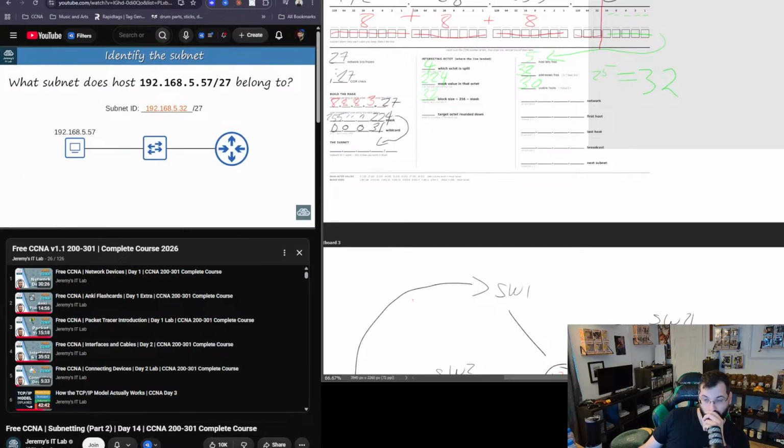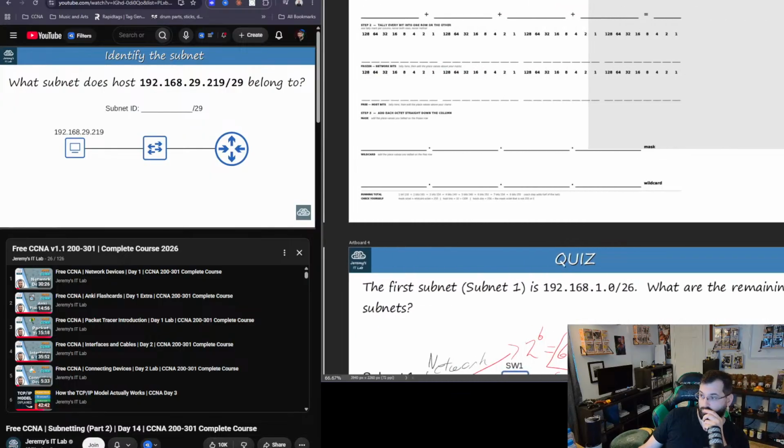The host 192.168.5.57/27 belongs to the subnet 192.168.5.32/27. Let's do one more for practice. What subnet does host 192.168.29.219/29 belong to? Well, based off of what he just did.